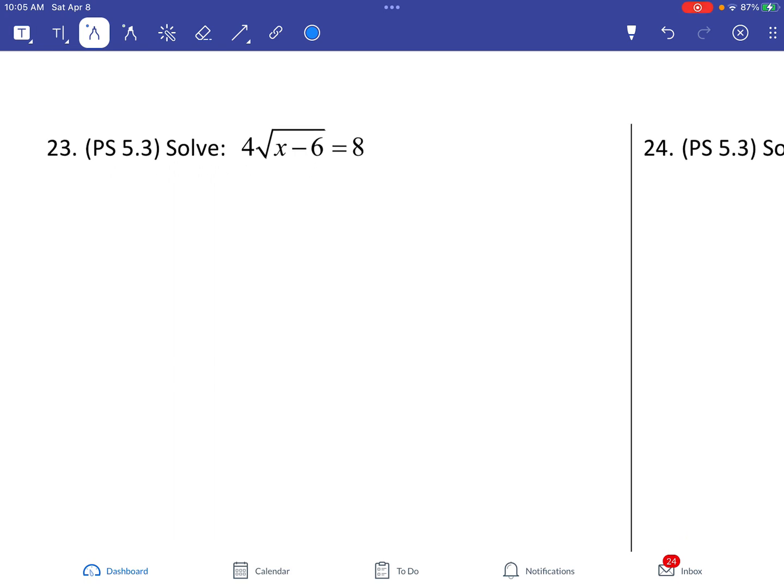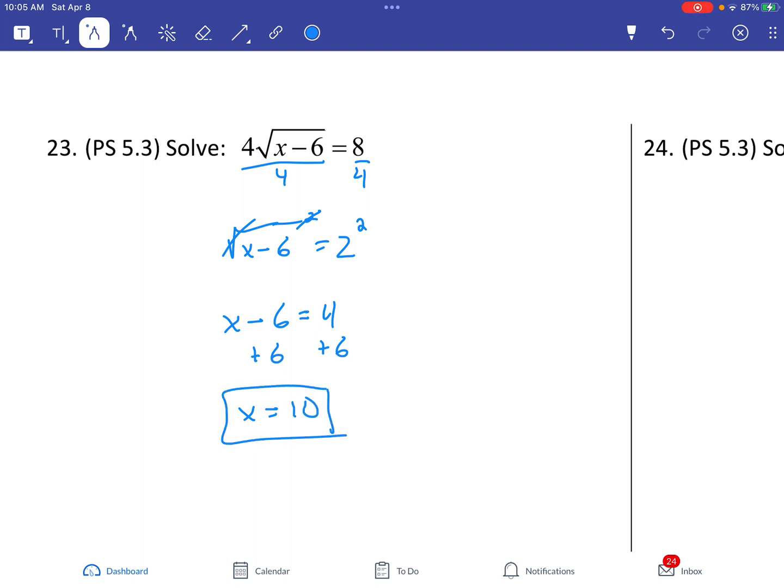Before we can square both sides of this, we have to divide both sides by 4. So 8 divided by 4 is 2, and then we have the square root of x minus 6 left over. Now that the square root sign is by itself, we can square both sides. So the square root and square root would cancel out. x minus 6 is equal to 2 squared, which is 4. We can add 6 to both sides, so x equals 10.